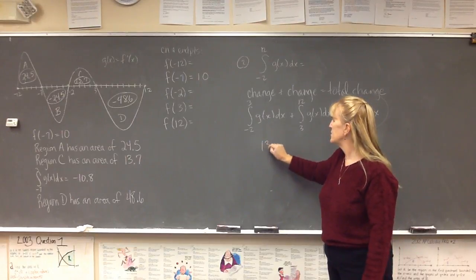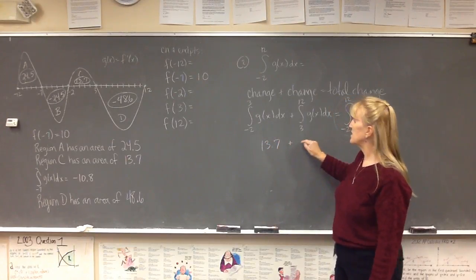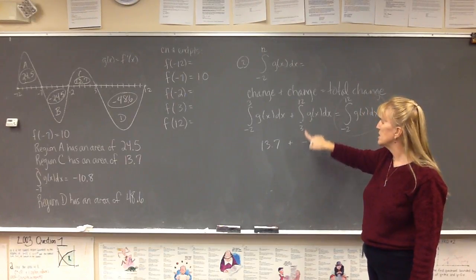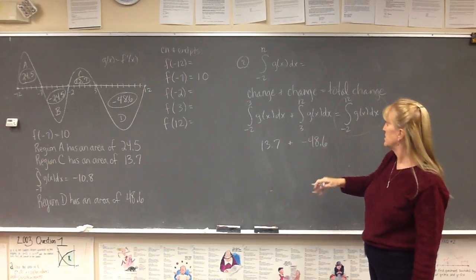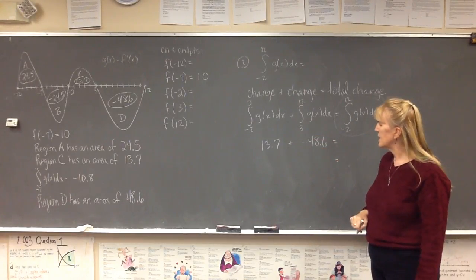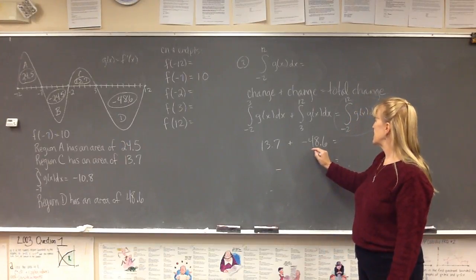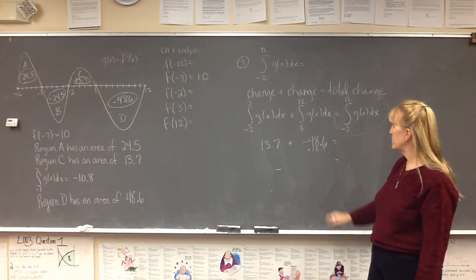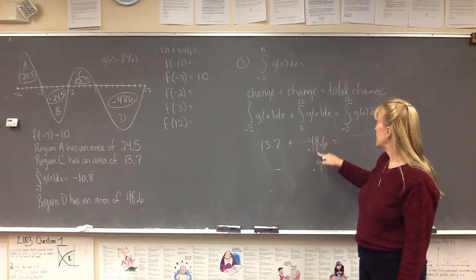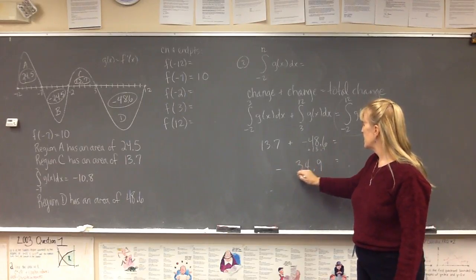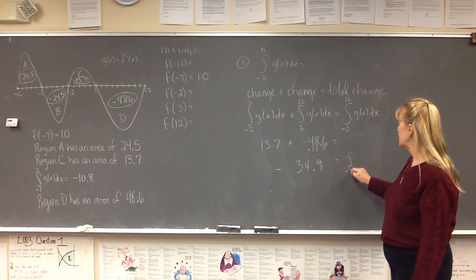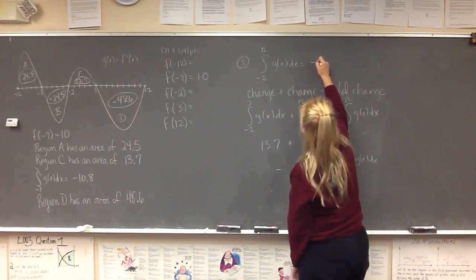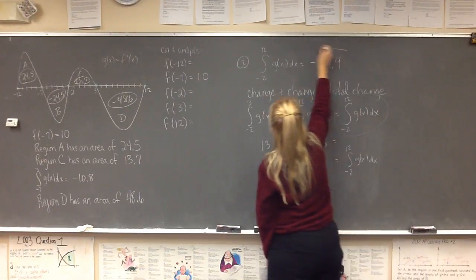This integral is 13.7. This integral is -48.6. The negative is because the integral takes into consideration the placement of the region. And that's going to be my answer, whatever that is. I have overall negative. If I take 13.7, which is positive, and put it together with -48.6, I'm looking at something like 34.9 for this overall region between -2 and 12 of g of x dx. So -34.9.